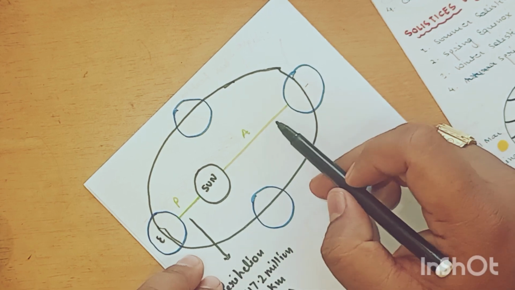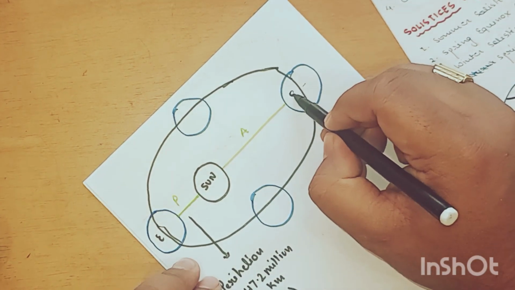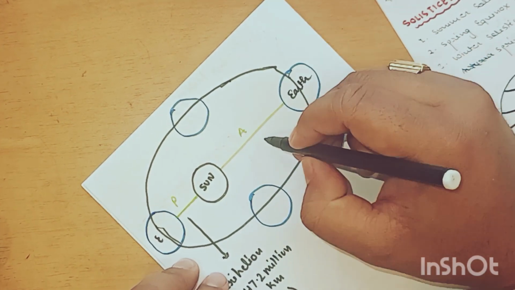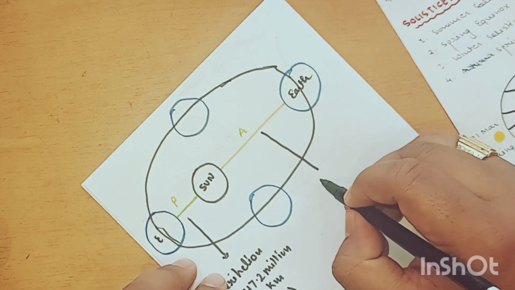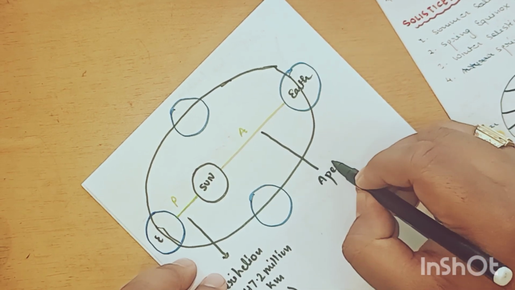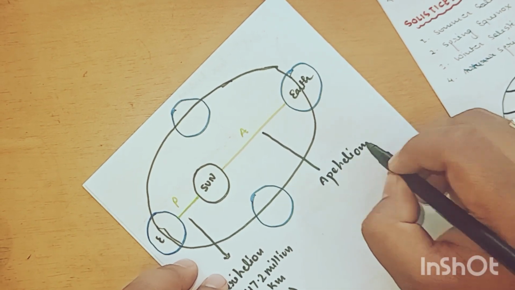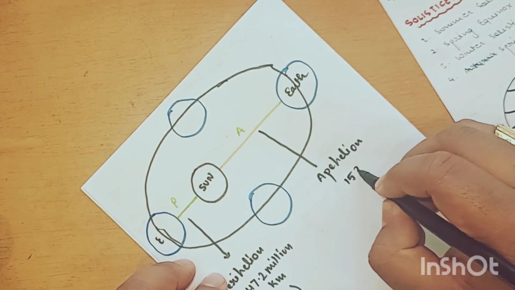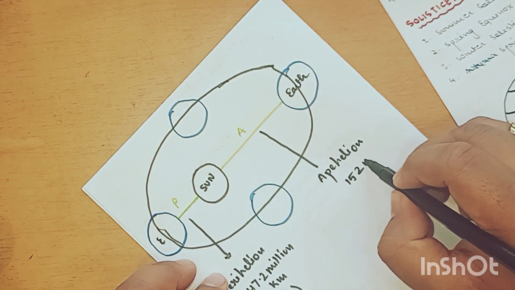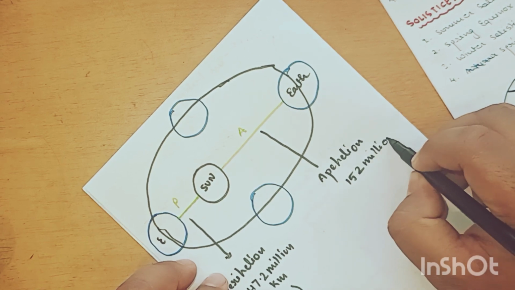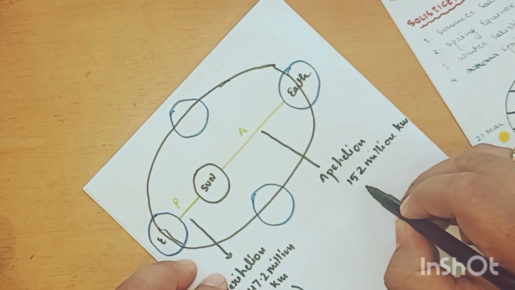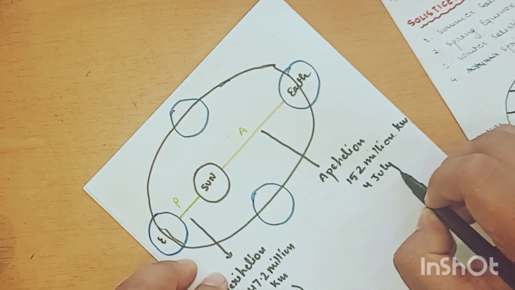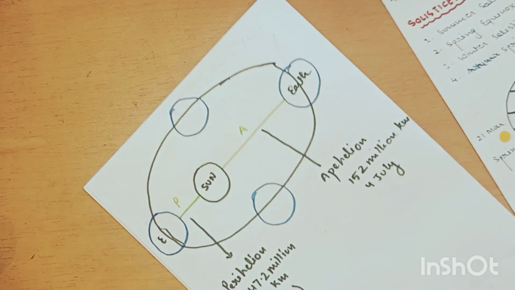While in this position, when the sun and the earth are away from each other, the A stands for aphelion. In this, the distance between the sun and the earth is 152 million kilometers, and this is occurring in the month of July, that is 4th July.